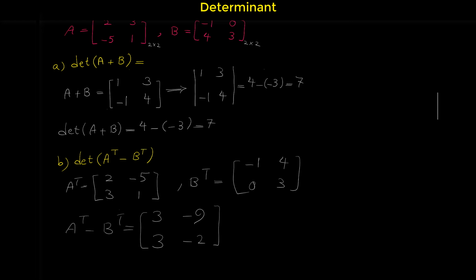Now we have to find the determinant of this matrix. The determinant of A transpose minus B transpose is 3 times negative 2, which is negative 6, minus negative 9 times 3, which is negative 27. Negative 6 plus 27 is 21.